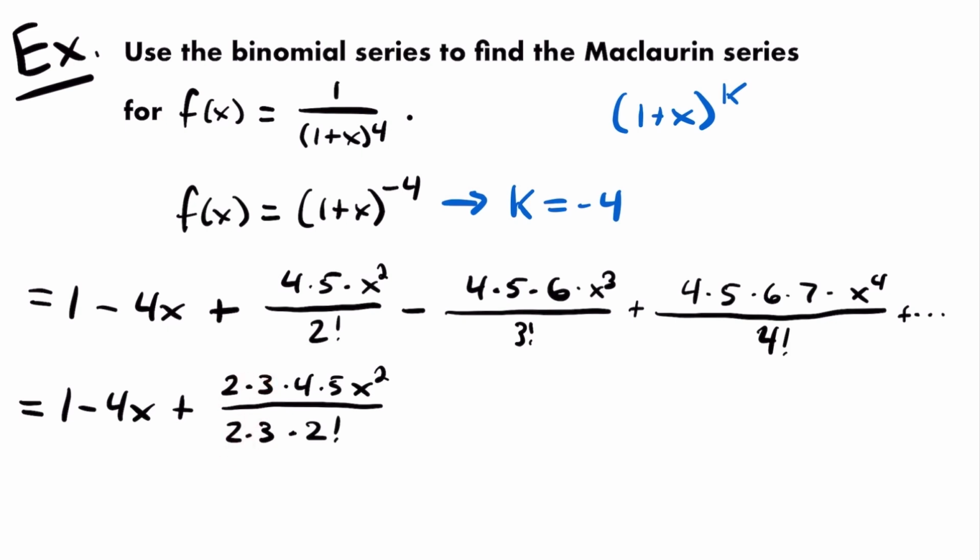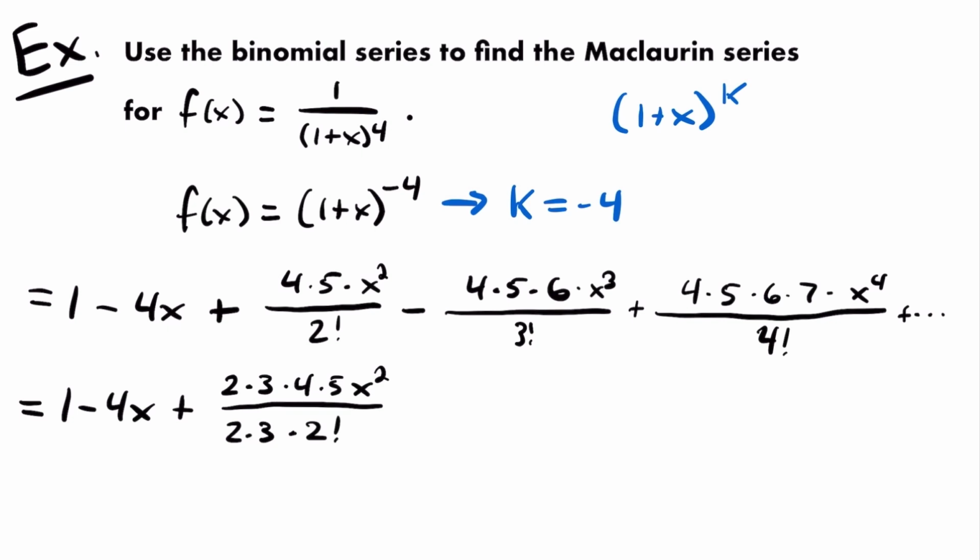That does not change the value of that term in any way, right? We're multiplying by a form of 1, 2 times 3 divided by itself, okay? And we're going to do that for the rest of our terms as well. So I'm going to write out those terms, and then I'm going to explain how that helps us identify a pattern in our terms.